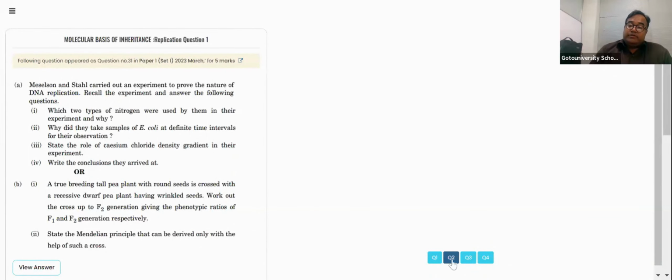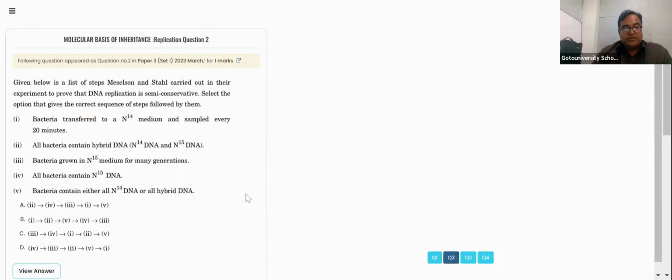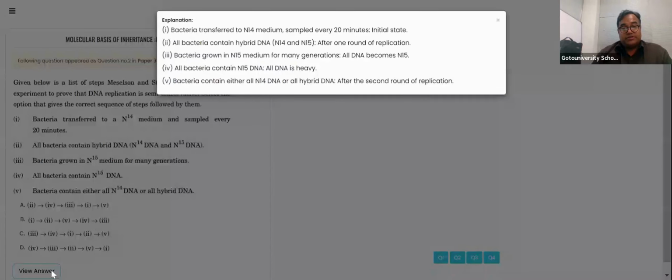The question is about bacteria transferred to 14N medium and sampled every 20 minutes. Bacteria grow in 15N nutrition medium for many generations. So in which sequence should all these five be arranged? This is the sequence. First 14N, and then we are growing the bacteria in the 15N nutrition medium. And then the bacteria contain either all 14N or hybrid DNA, right? So the 15N DNA amount has reduced at the end of the stage. This is the way the sequence should be arranged.